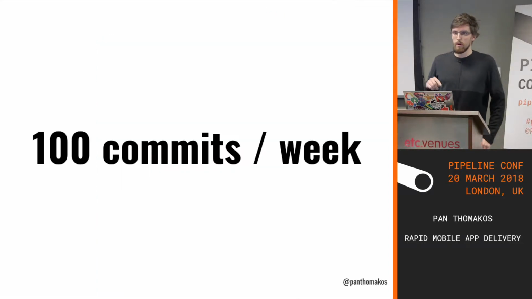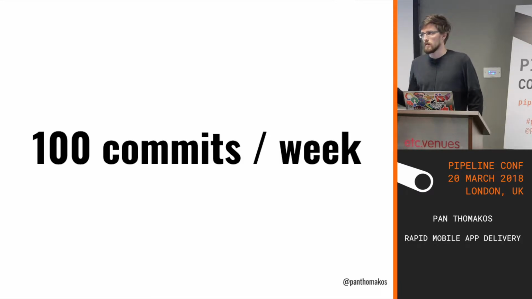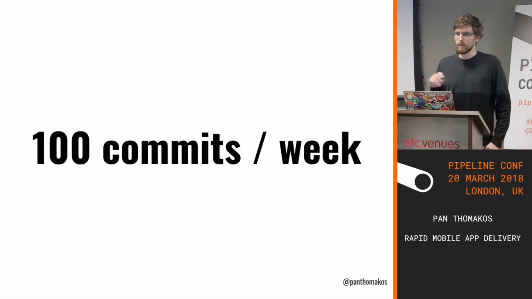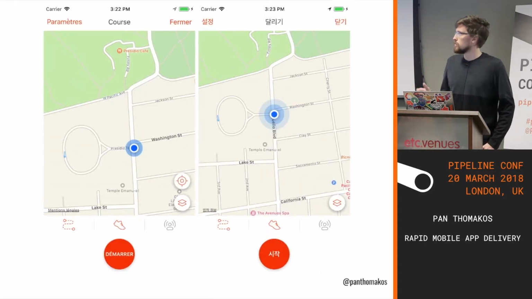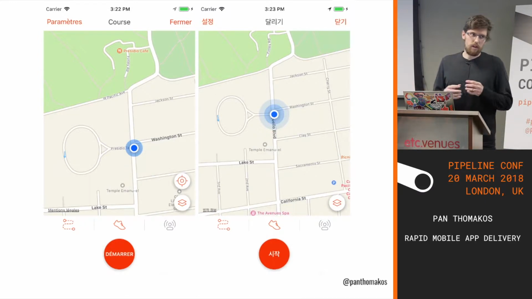So we have two main native applications, an iOS and an Android app. And between the two main repos of these apps, we merge on the order of about 100 commits per week. Each app is translated and available in about 15 different languages. And there's a lot of functionality in the app that's based around GPS data or location data.